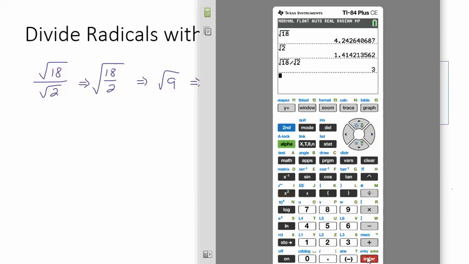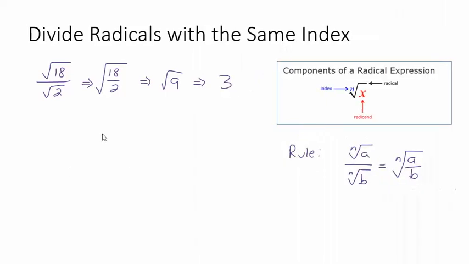Now, I could teach my 5-year-old granddaughter to punch in square root of 18 divided by square root of 2, but she wouldn't know what it means. So understanding what's happening is important. Understanding why it's 3 is important, and that's what this rule is showing us. All right, let's try another one.